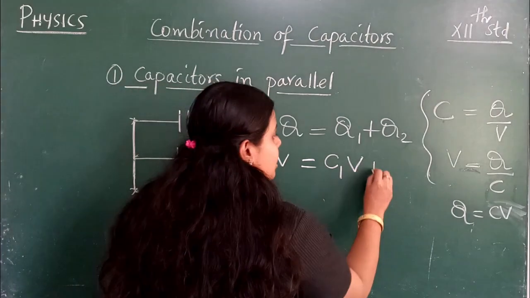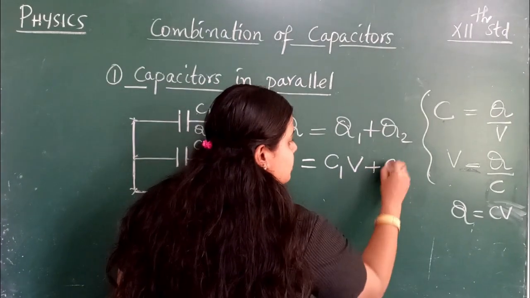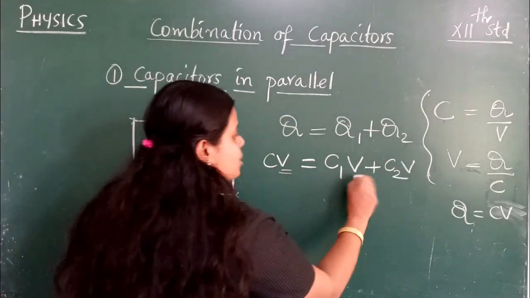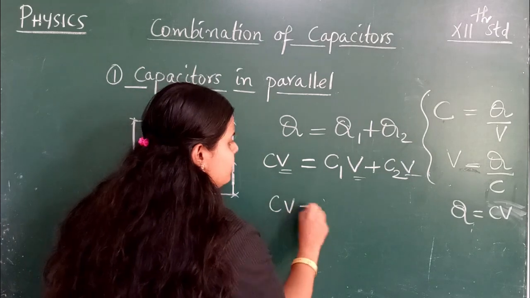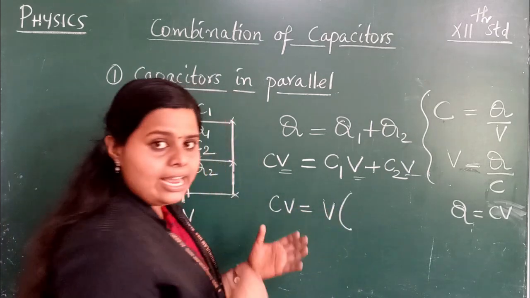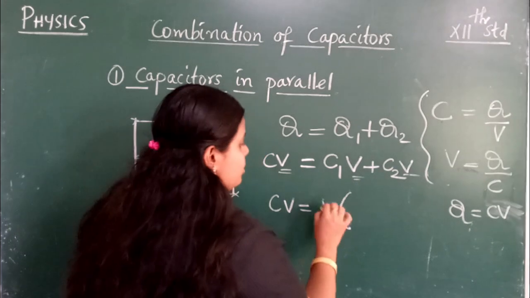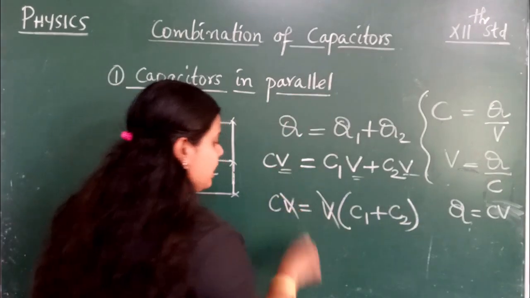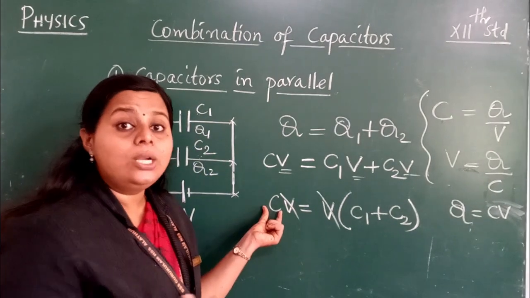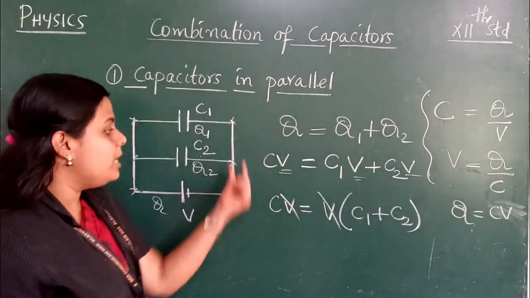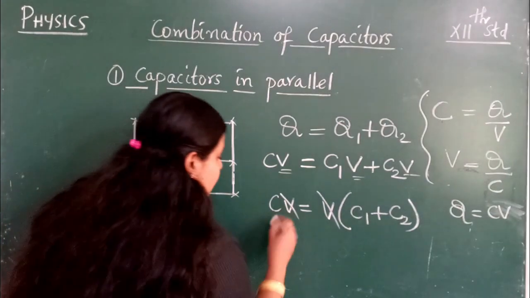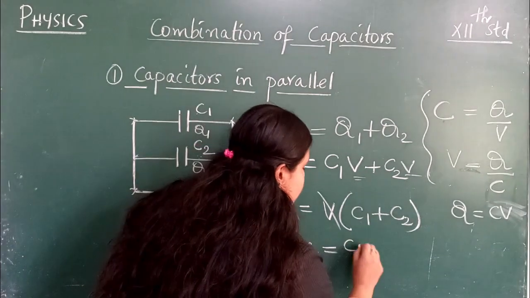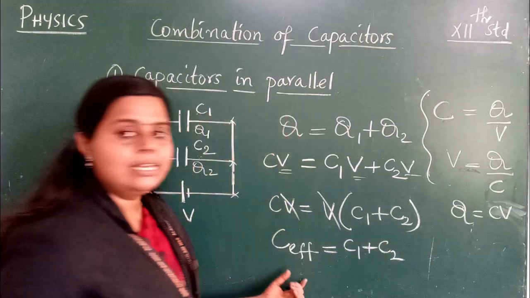So C1V plus what is Q2? Yes, C2V. And here you can see this V is common, right? So CV is equal to V, that we can take outside since it is common. So V into C1 plus C2. So V gets cancelled, and this C is the total capacitance of the parallel combination. So that we can write as C effective. Okay, so C effective is equal to C1 plus C2.